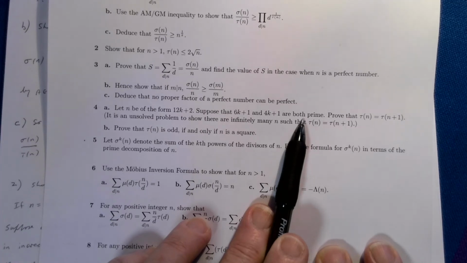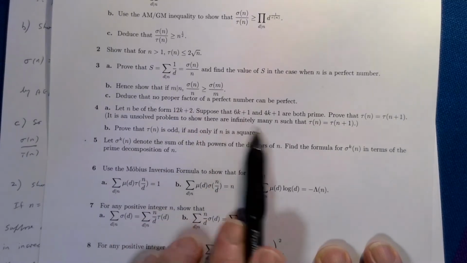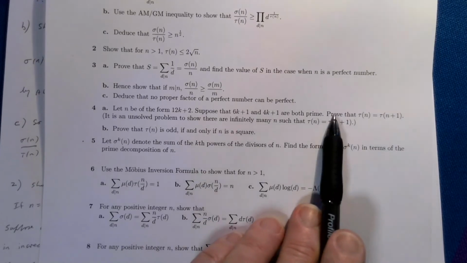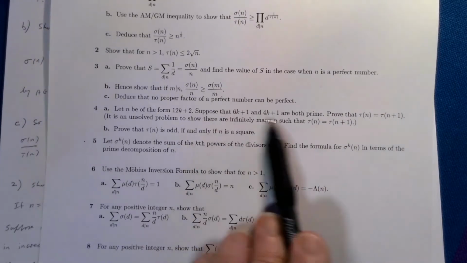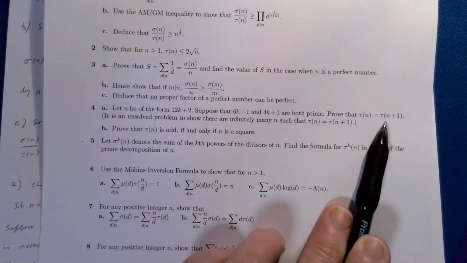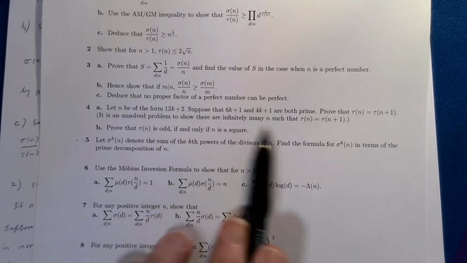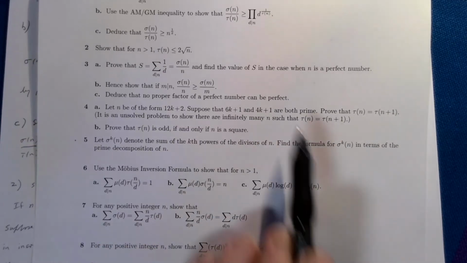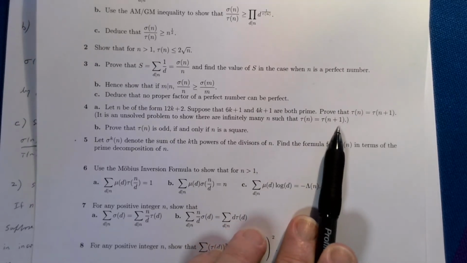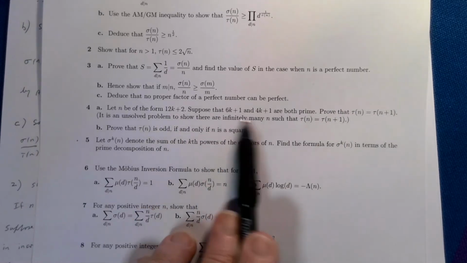So, for example, if k was 1, so this would be 14, then 7 and 5 are both prime, so this can happen. We want to prove then that Tor of n is equal to Tor of n plus 1. Now, to tantalise you a bit, I believe it's an unsolved problem to show that there are infinitely many n such that Tor of n equals Tor of n plus 1, because we don't know that there are infinitely many numbers of this shape where both of these are prime.